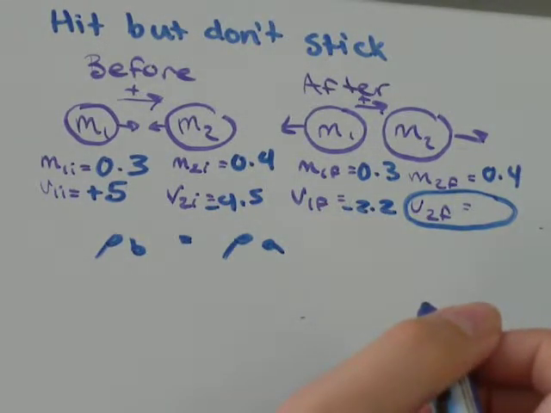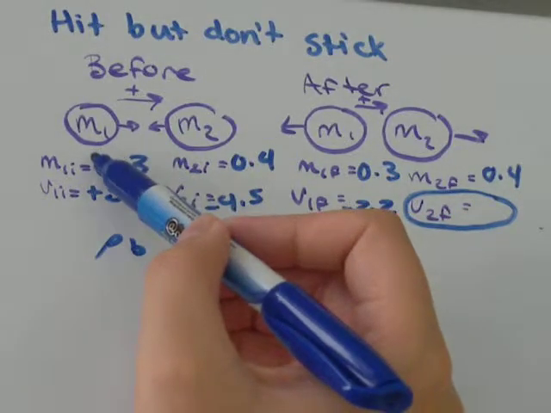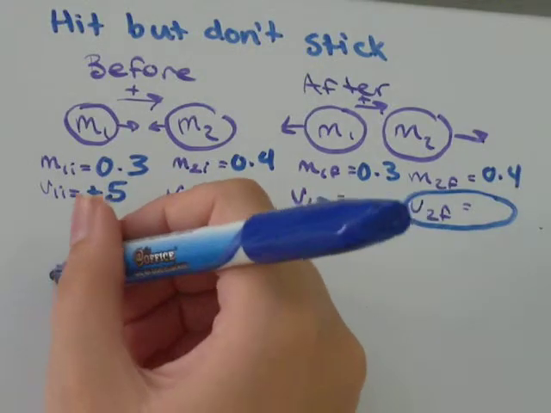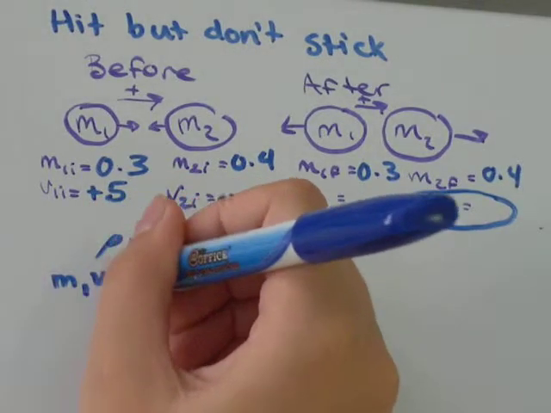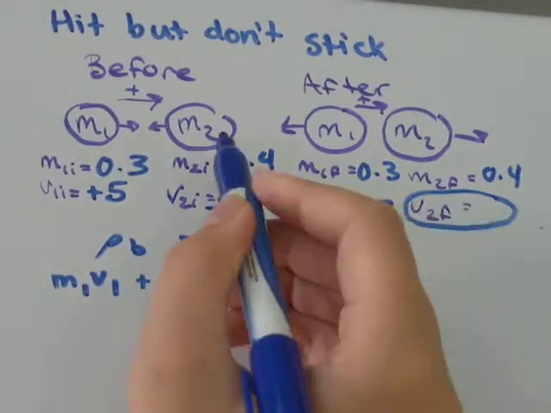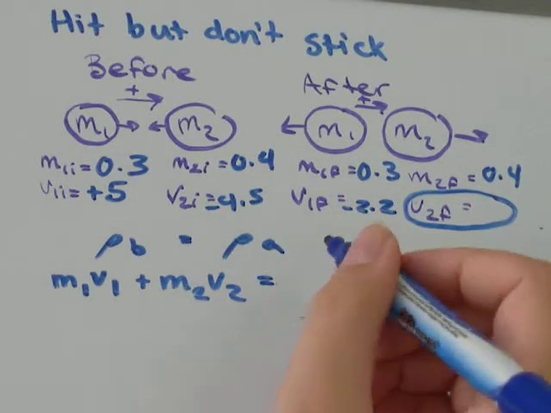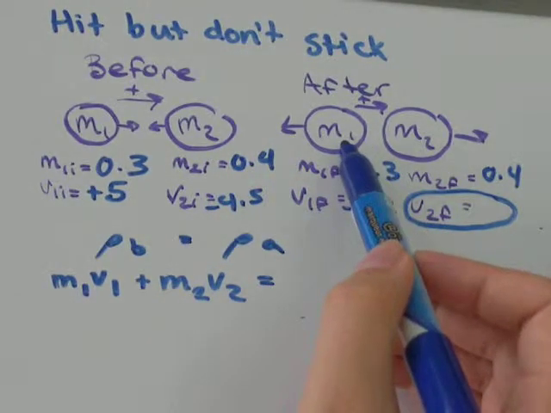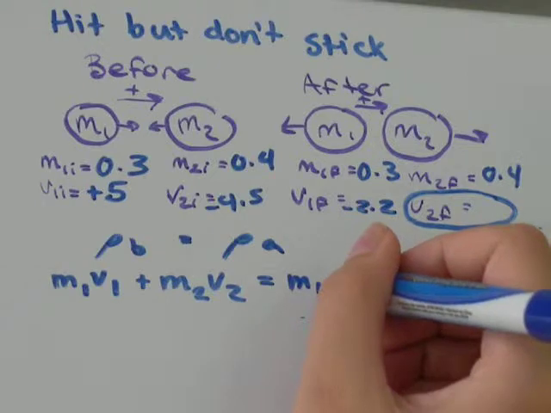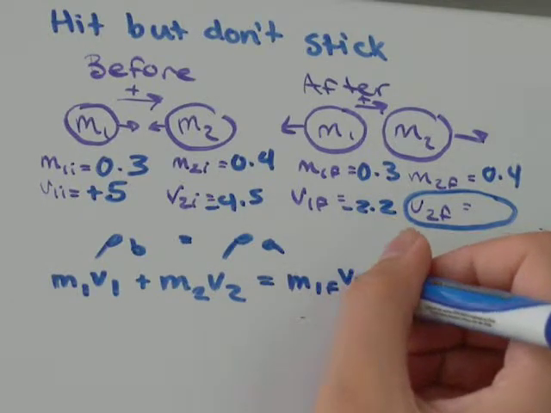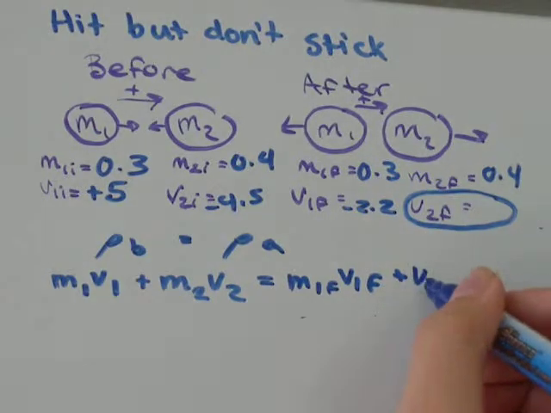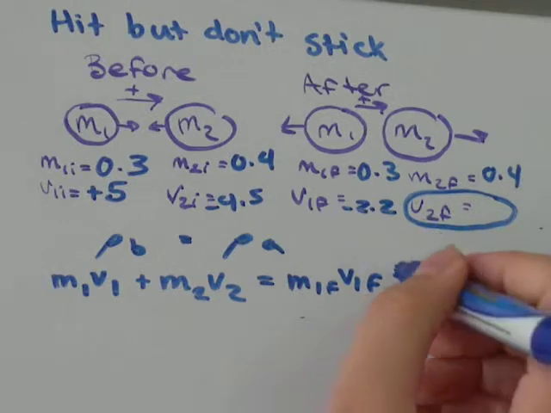Momentum is described as mass times velocity. So this mass has momentum and this mass has momentum. So the momentum before is the mass times the velocity of the first one plus the mass times the velocity of the second one. And that's going to equal the mass times velocity of the first one after. I'm going to say M1 final, V1 final, plus M2 final, V2 final. Nope, that says V. Should say M.